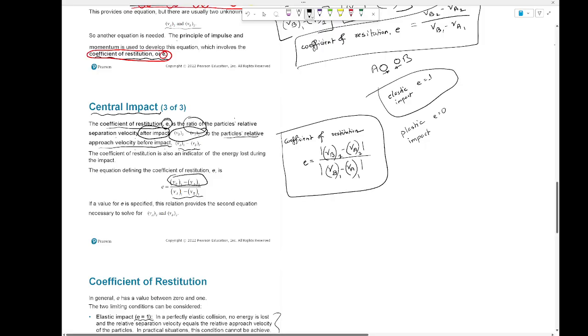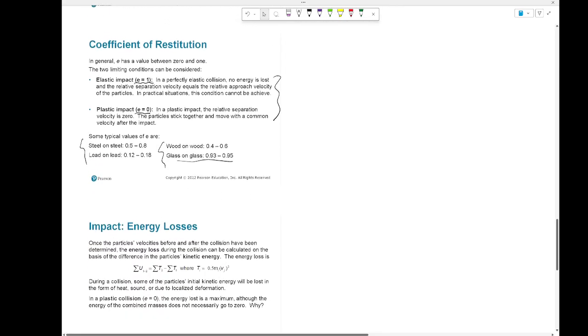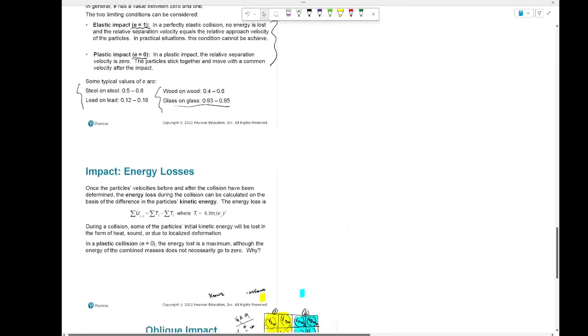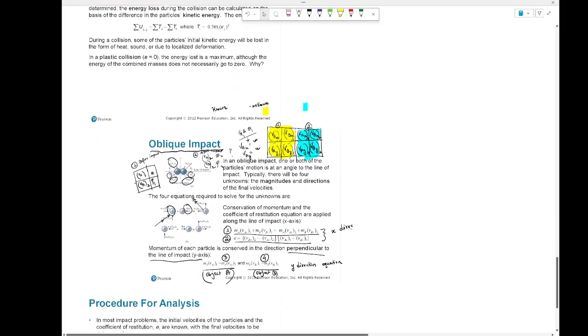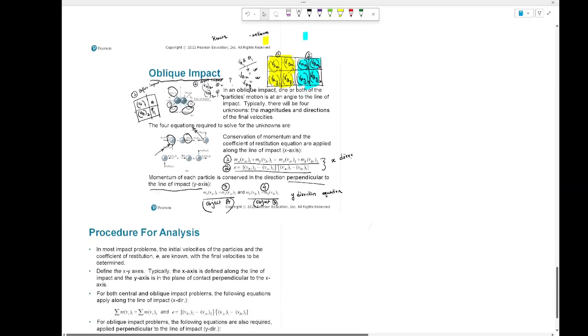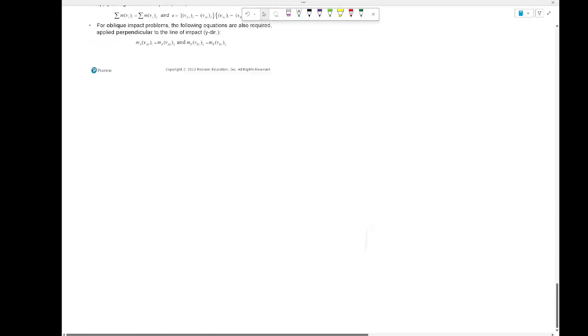E should be 1 for perfectly elastic, and E should be 0 for perfectly plastic impact. In between 0 and 1, there are different values depending on how elastic or how plastic the two objects in the impact are. This is the equation that we'll be using, and these are the things that I did cover last week at some point. There's also oblique impact, which covers the same thing. Just quickly going through this.